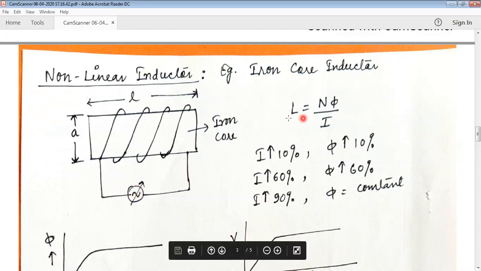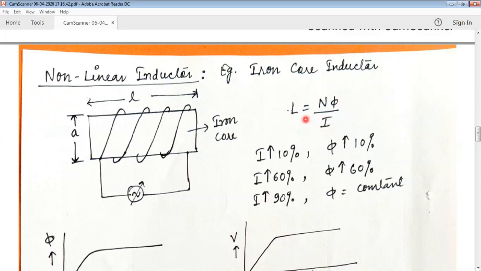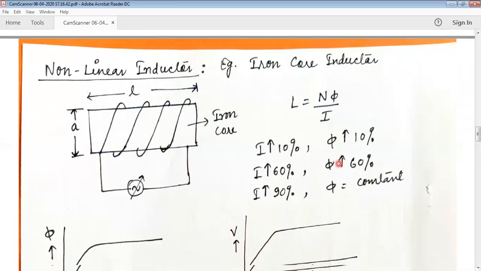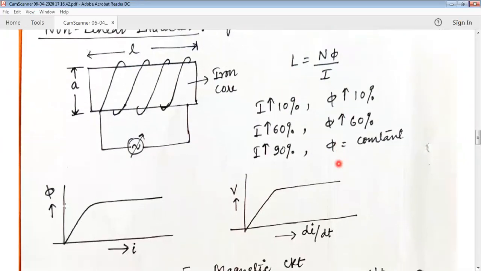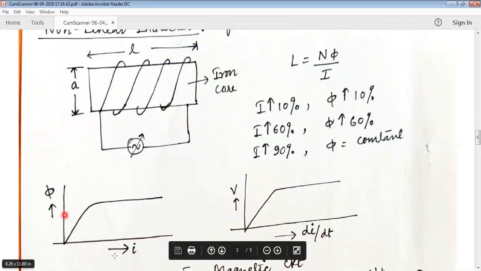So what is inductance? Total flux linkage divided by current. If the inductance value changes with respect to the current value, then that inductor is called a non-linear inductor. For example, let's say this is a graph of phi versus current I. When you increase the current by 10%, initially the flux will also increase by about 10%. When you increase the current by 60%, the flux will also increase by 60%.